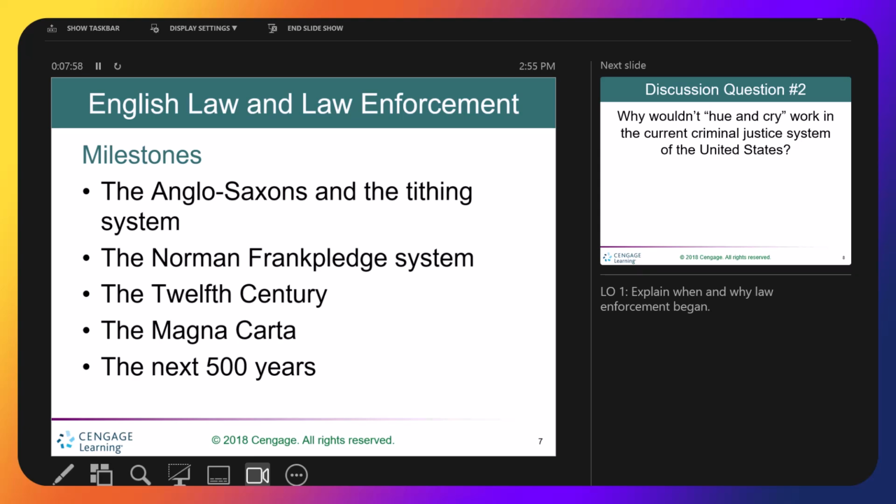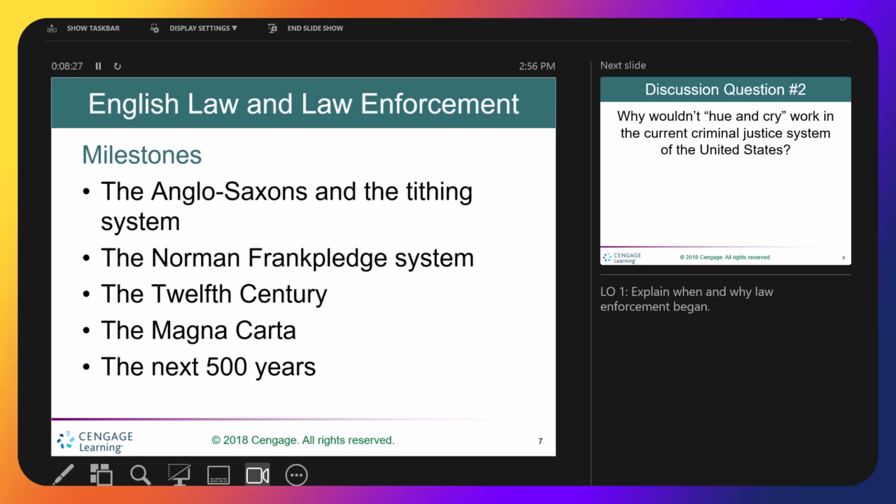And these were people that he put in place that had loyalty to him, that could keep the Anglo-Saxons in line. And over each one of those districts, they appointed a person they referred to as a sheriff. And listen to what I said, sheriff. That's the modern day translation. And that's where that started, with the Norman Frank pledge system.